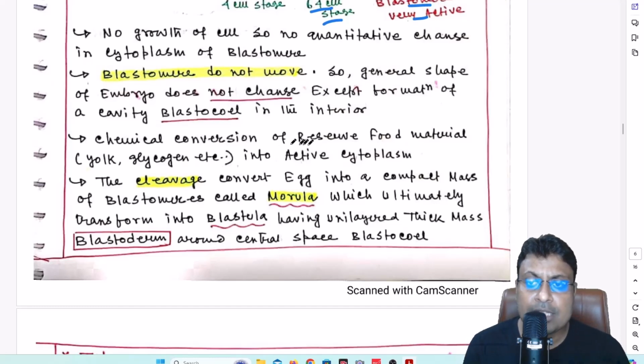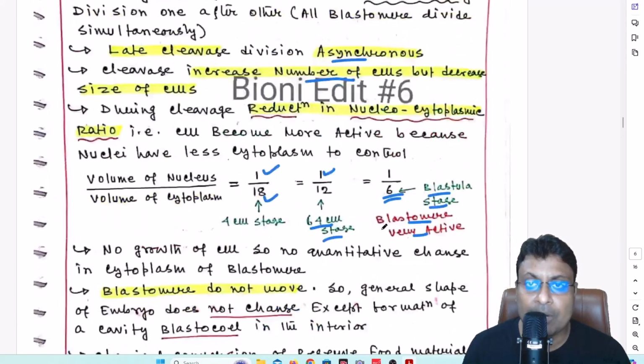There is chemical conversion of the reserve food material into active cytoplasm, so yolk and glycogen will be converted into active cytoplasm. The cleavage converts the egg into a compact mass of blastomeres called the morula, which ultimately transforms into the blastula, having a unilayered thick mass of blastoderm around a central space called the blastocoele, right? So this is the result of cleavage.